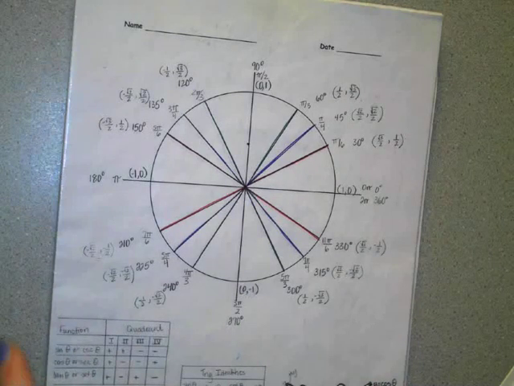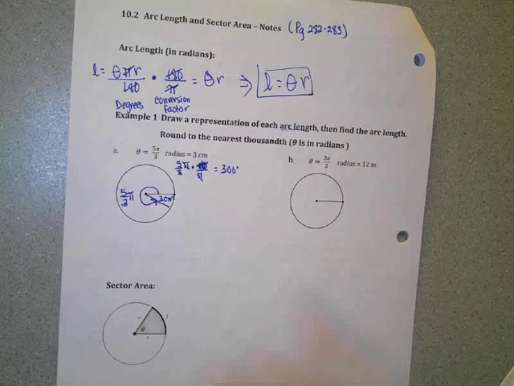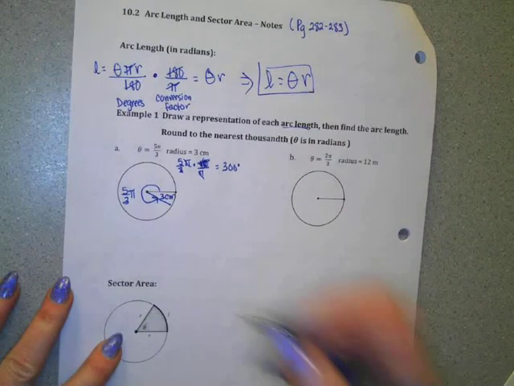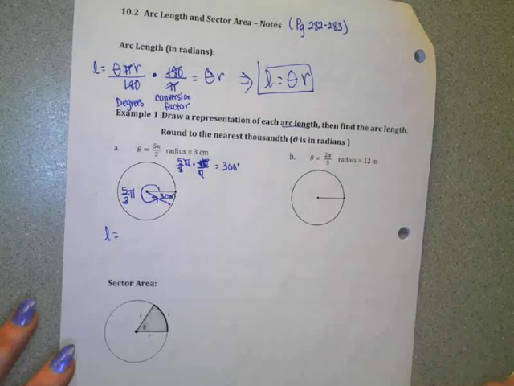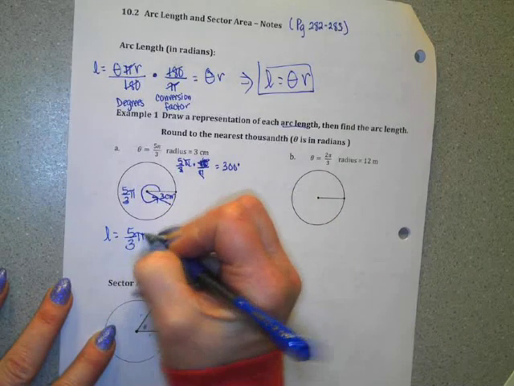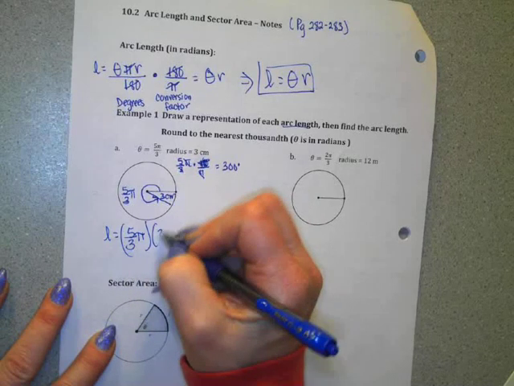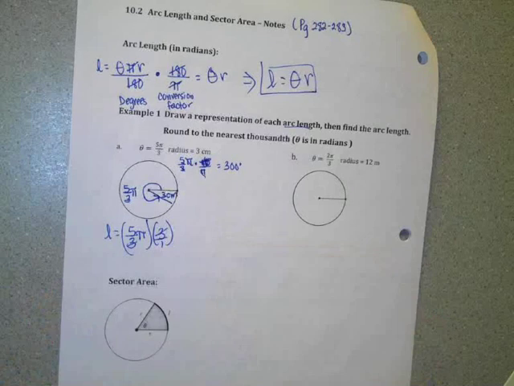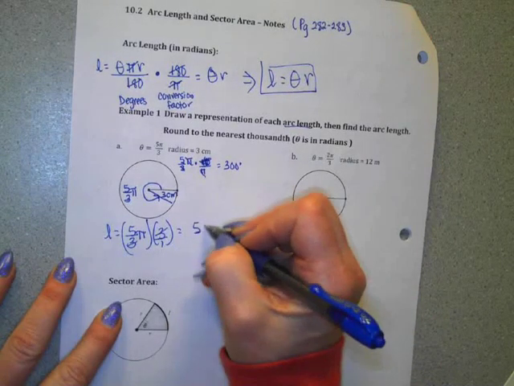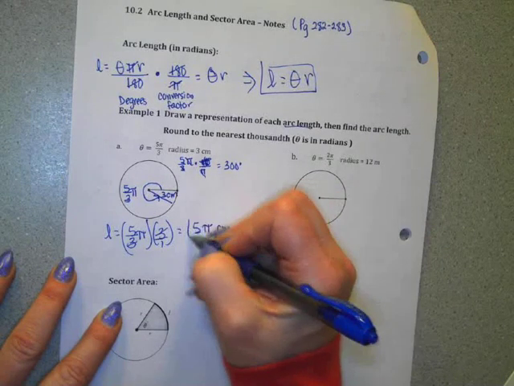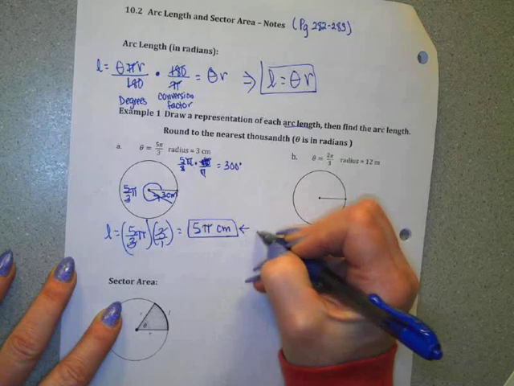Once you start to see those patterns, you shouldn't have to do the conversion as often. All right, so let's go find our arc length. So we know our arc length is I just take my angle, which is 5 thirds pi, and then I just multiply it by its radius, which is 3. Well, the denominator of 3 and the numerator of 3 can cancel out, or I could multiply them first and then simplify, and so I have an answer of 5 pi centimeters. This would be considered its exact answer.